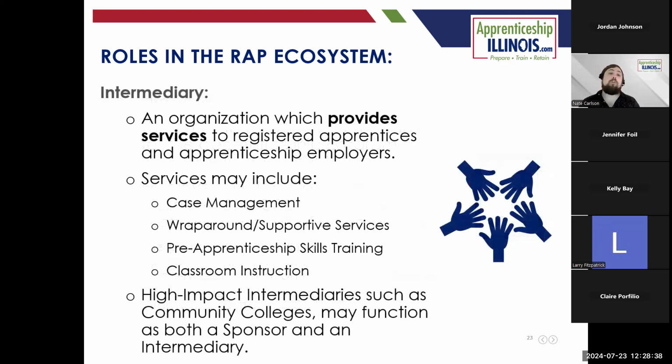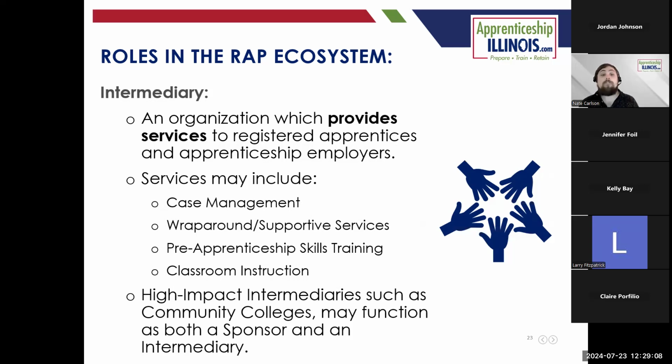Second important role in the WRAP ecosystem is intermediaries. An intermediary is an organization that provides services to apprentices and or apprenticeship employers. That might mean case management, like that provided by American Job Centers and LWIAs. It might mean wraparound supportive services. It may mean offering a pre-apprenticeship skills training program to get somebody the education or ESL or whatever they may need to succeed in an apprenticeship. And it may mean providing classroom instruction.